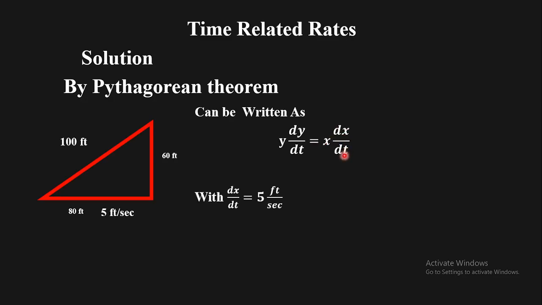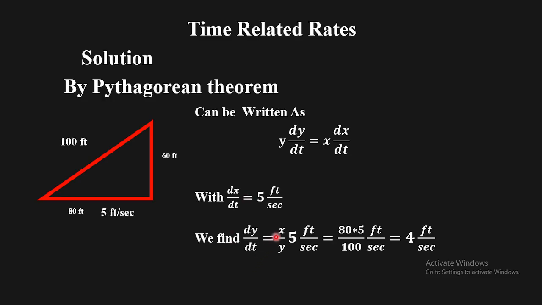And with the knowledge that dx over dt is 5 feet per second, we can solve this equation by dividing both sides by y, and we can find dy over dt is equal to x over y times 5 feet per second, which is equivalent to 80 times 5 over 100. And then we're going to get 4 feet per second. So that's the rate of change at which the cord is being released along the hypotenuse, or the line of sight.